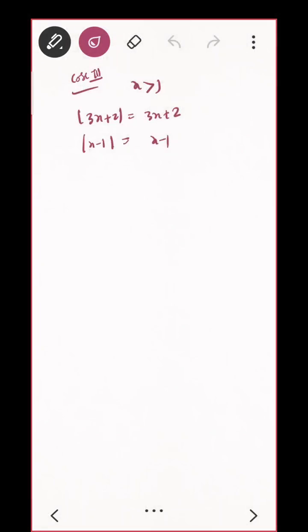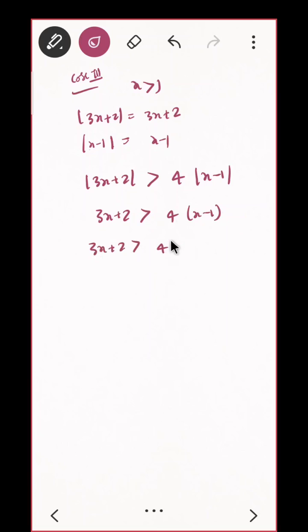Okay, so let us put it in the equation. What is the equation? 3x plus 2 is greater than, right, in the question, 4 times x minus 1. So what will be the value of the mod? This is 3x plus 2, this is 4 into x minus 1. So that is 3x plus 2 greater than 4x minus 4. So 3x goes to the other side, so this is x less than 6. Is that clear? Yeah.